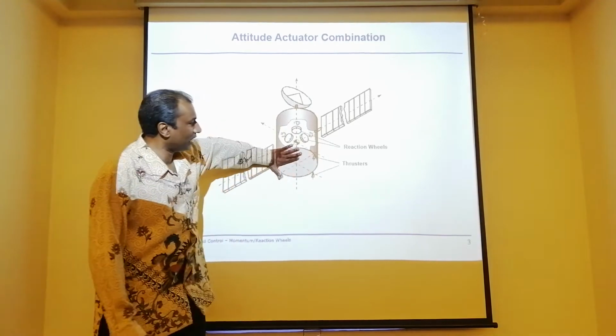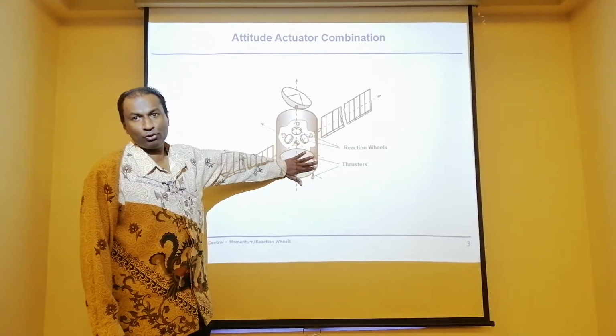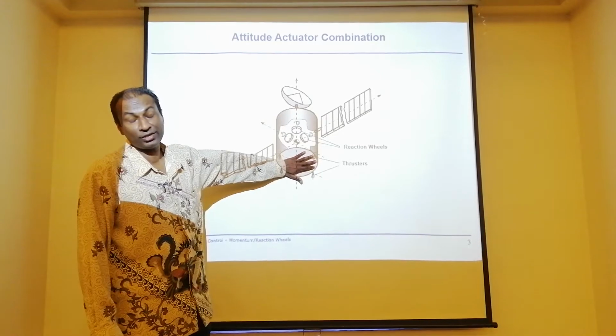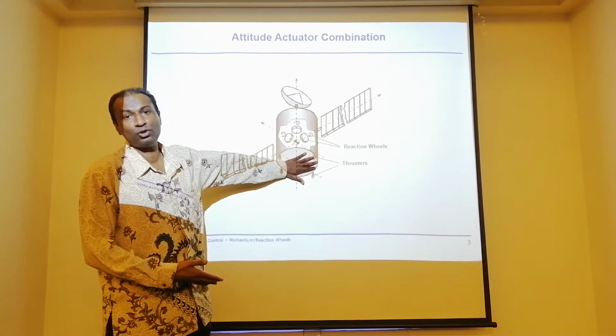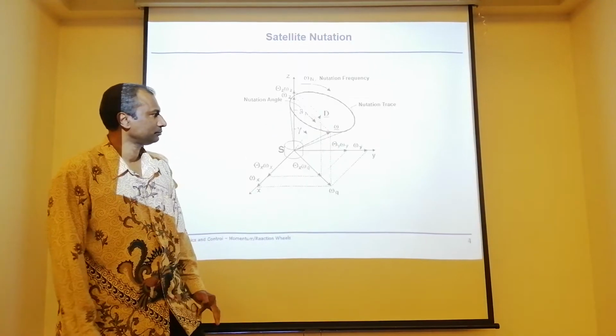But assume you don't have thrusters, you only have reaction wheels. You'll be lucky if the satellite lasts for about 3 years or even 4 years if it is a low Earth orbit satellite. Okay? Fine.